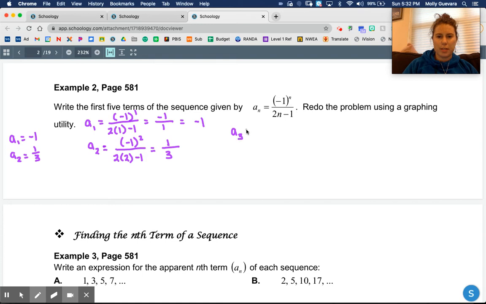For my third term, a sub 3, I have negative 1 to the 3 over 2 times 3 minus 1. Negative 1 to the third is negative 1. 2 times 3 is 6, minus 1 is 5, and I get negative 1/5. So a sub 3 is negative 1/5.